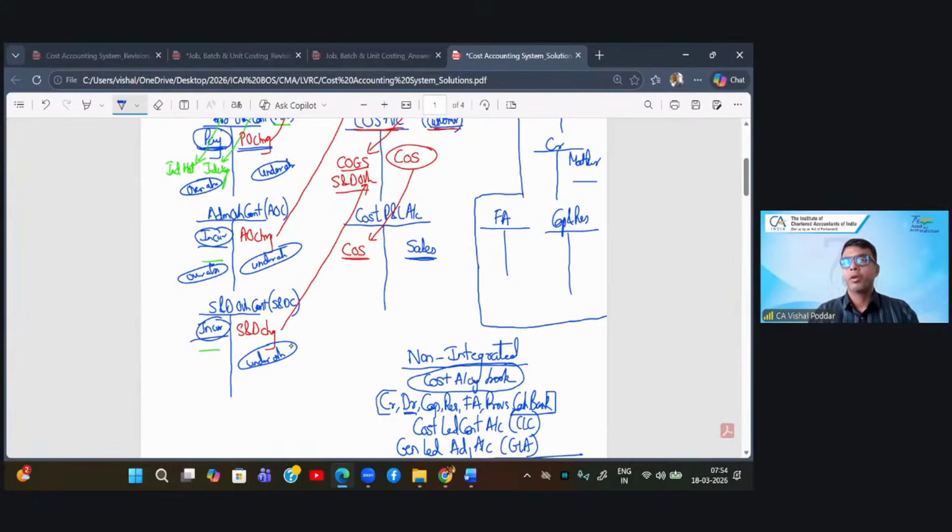If the difference is coming on the credit side, it is under absorption. If the difference is coming on the debit side, it is over absorption. Whatever it is, this difference has to be transferred to cost P&L account. So under absorption, if it is, will come on the debit side because it is your loss. Over absorption, if it is, it will come on your credit side.